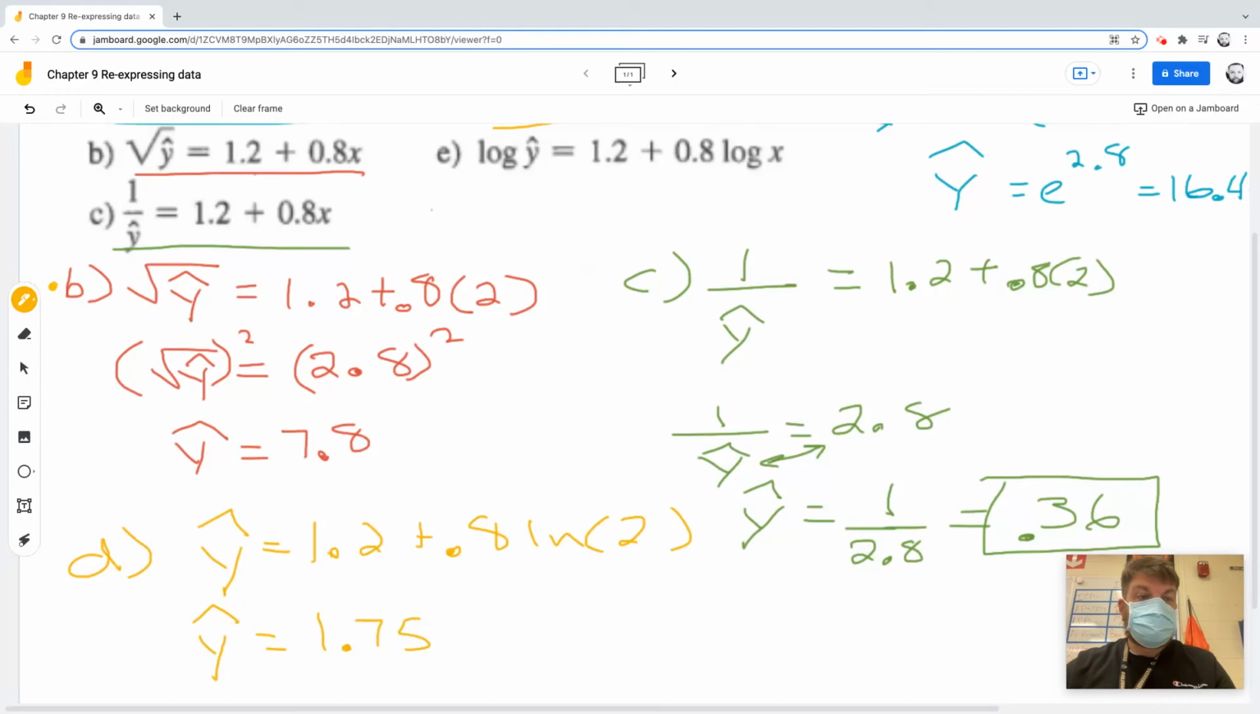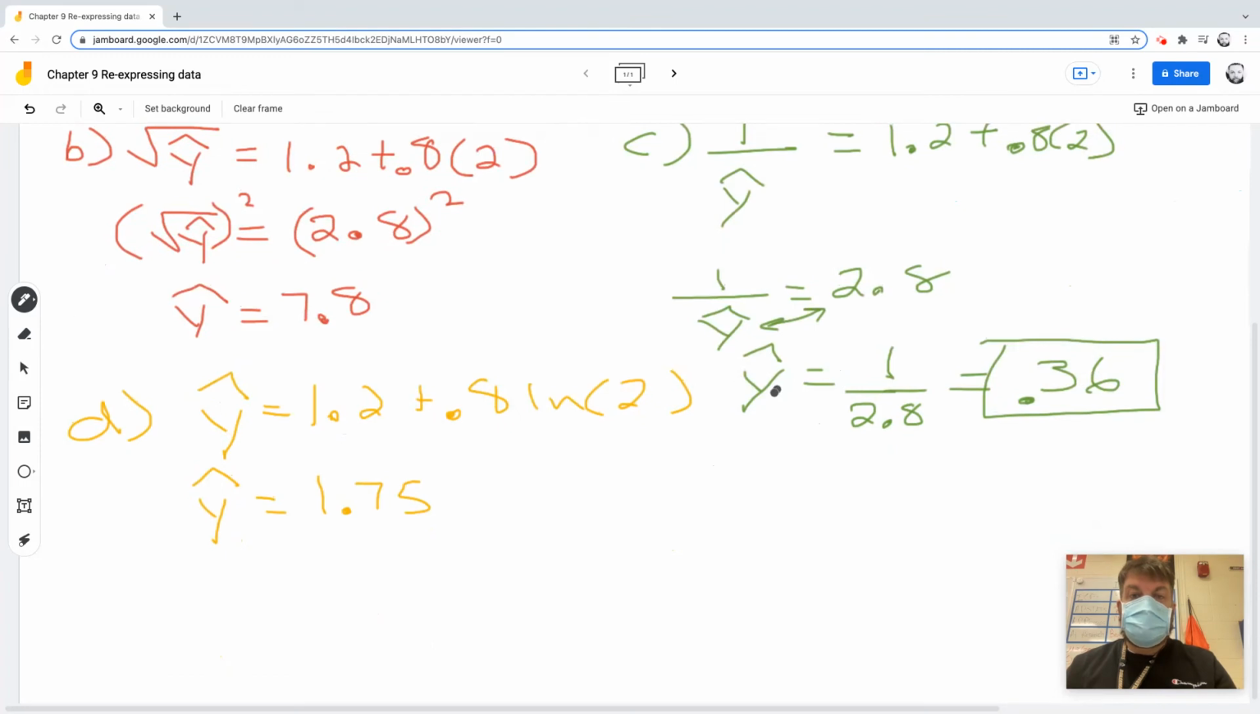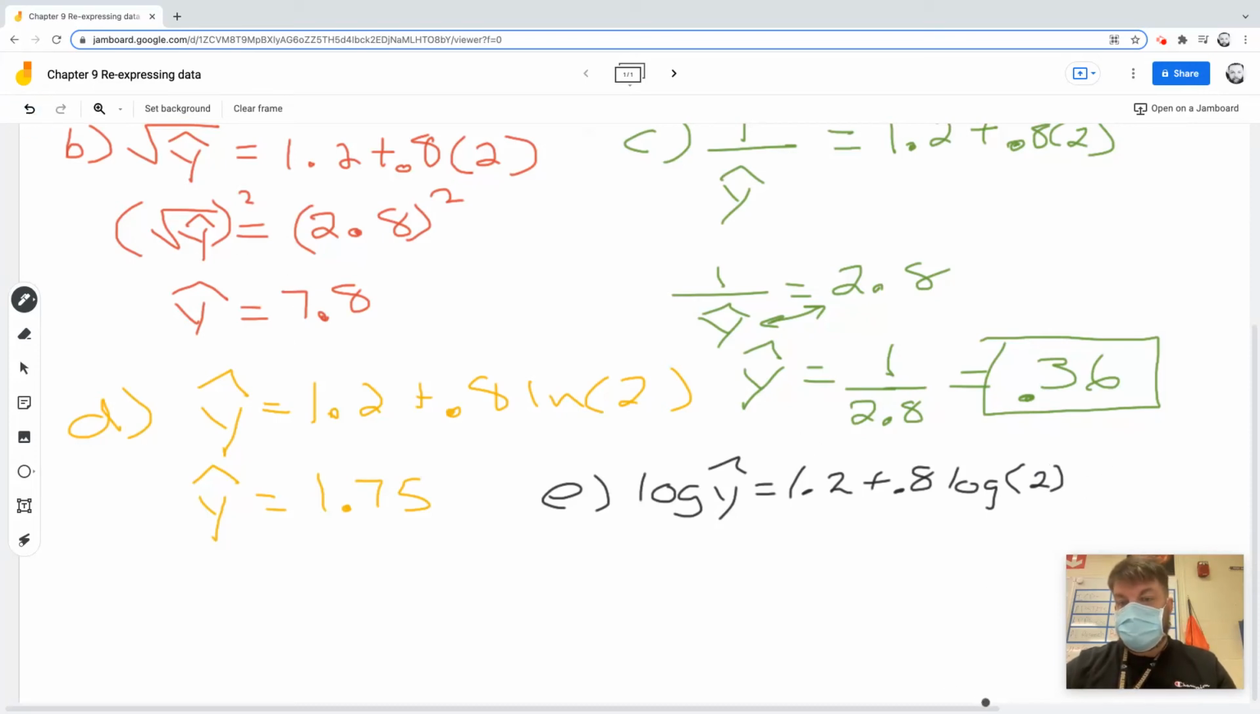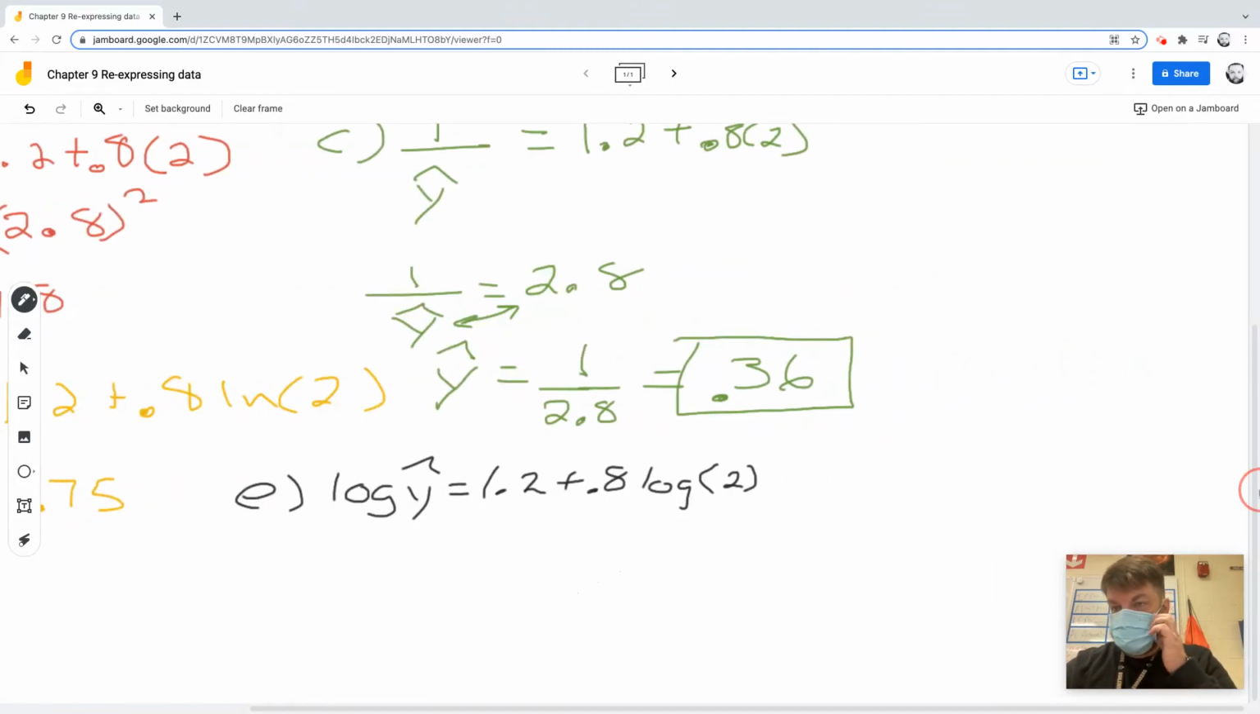E. We'll do that one in black. So now this one is a little different. We'll do it over here. I'm starting to run out of space. This is the one that needs the most space too. The natural log of y hat is equal to 1.2 plus 0.8 times the log of x, which in this case we're told is 2. Whoops, put two 2s. Got a little happy with my tablet thingy here.